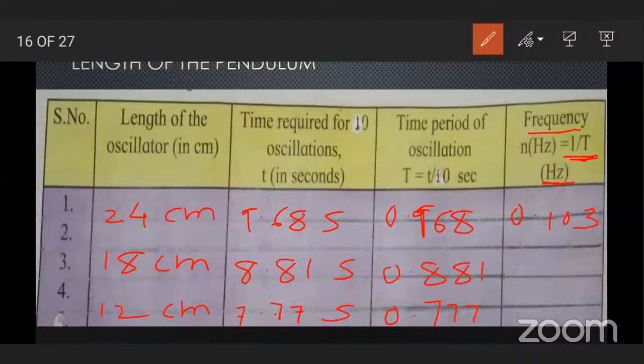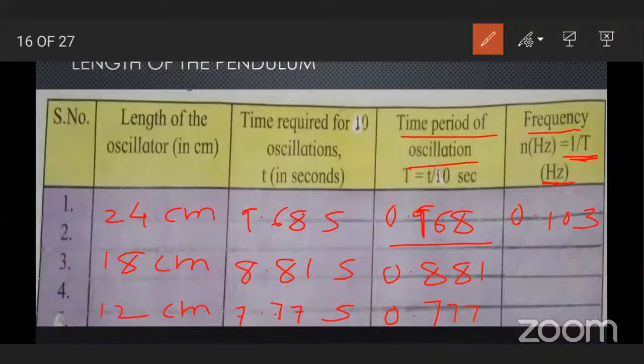How do you find this? I'm using a calculator, beta. Okay. Here is the formula. The formula is given: 1 upon T. What is the formula for calculation of frequency? 1 upon T. So here is 1 and what is T? T means this time period of oscillation. So first time I took 1 divided by 0.968.